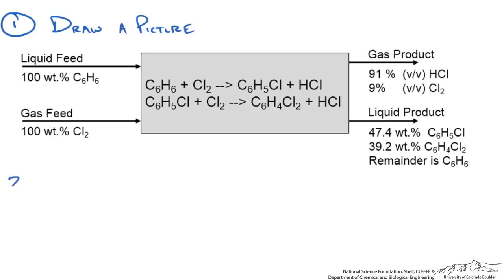So the next thing is to label our unknowns. We don't know the flow rate of our benzene here, which we'll call stream 1. We also don't have any information about the flow rate of our chlorine stream or our exiting stream. So I've given those the unknown variables M1, M2, M3, and M4. We know everything about the composition of these streams. We don't know anything about the yield, selectivity, conversion, or anything regarding these two reactions.